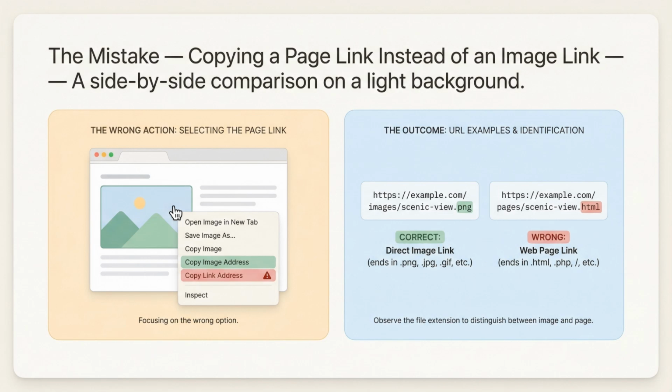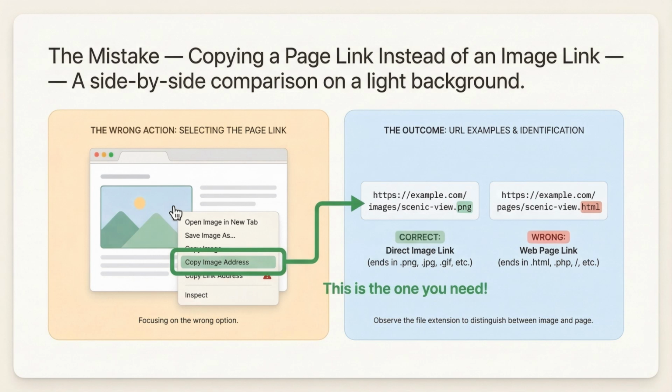Here's the exact mistake that was made. When you right-click on an image in a browser, you get several options. Copy link address copies the link to the page that contains the image, not the image itself. Copy image address copies the direct URL of the image file. You must always use copy image address to get a link that ends in a proper image extension.